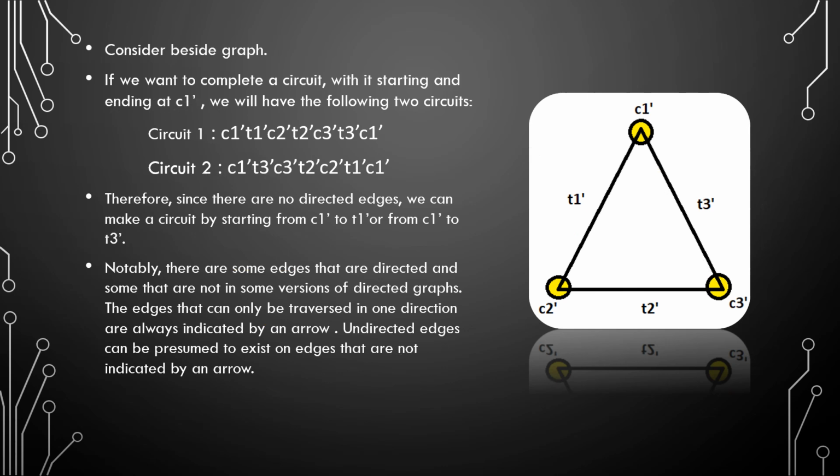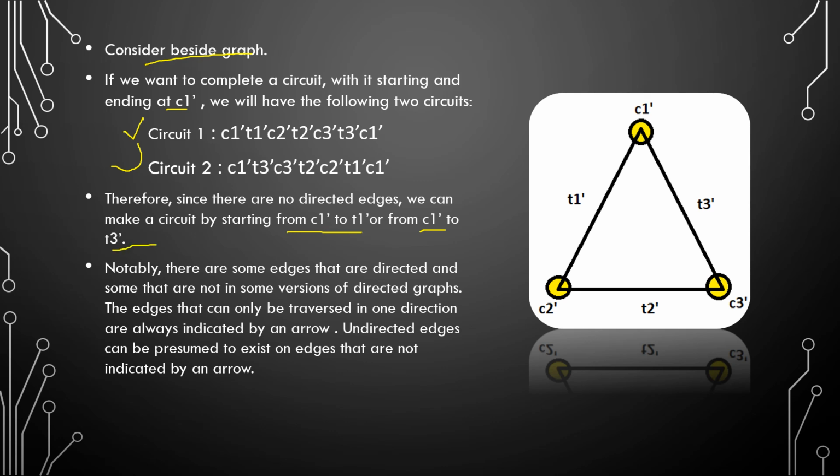Let us consider one more example. Consider the graph beside. If we want to complete a circuit starting and ending at C1, we will have to do the following two circuits: circuit 1 and circuit 2. Therefore, since there are no directed edges, we can make a circuit by starting from C1 to T1 and C1 to T3.